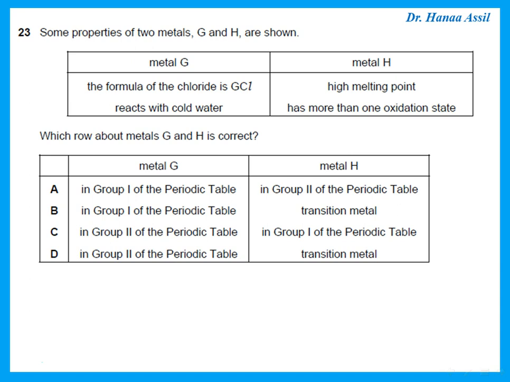Some properties of two metals are shown. So these are two metals. Which row about metals G and H is correct? Okay, he's saying metal G will form GCl and reacts with cold water. So obviously it is in group 1. It's not in group 2 because if it's in group 2, it will form GCl2. Its valency will be 2. So the valency is 1, so it has to be in group 1. So A or B. Now, metal H, he says, has high melting point, has more than one oxidation state. So, of course, that is a transition metal.